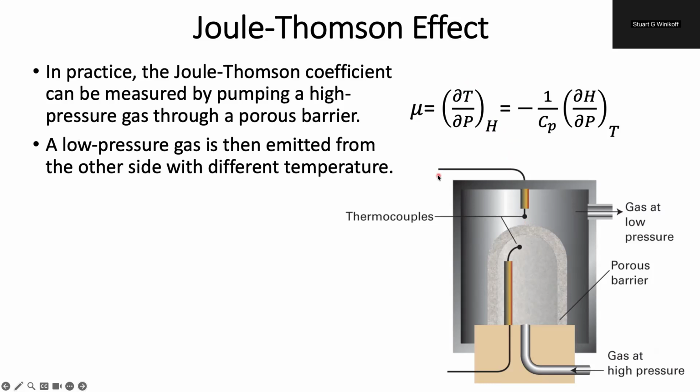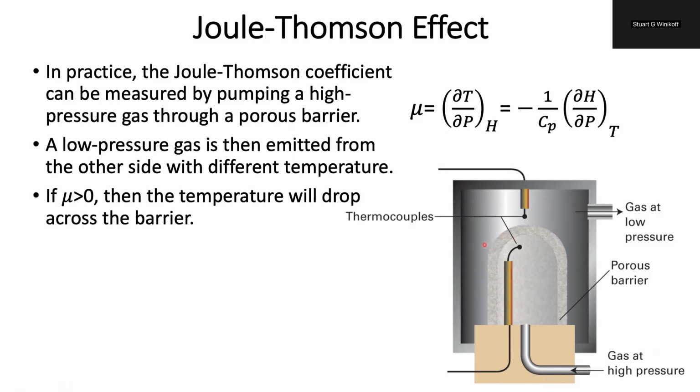So again, we make sure that we have a low pressure gas, which should have a different temperature. But the real question is, what should this temperature look like? And it turns out whether the temperature increases or decreases is entirely based on the Joule-Thomson coefficient. Because if the Joule-Thomson coefficient is positive, that means that as I decrease the pressure, I should also decrease the temperature.